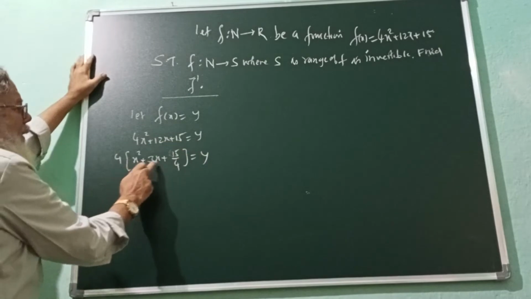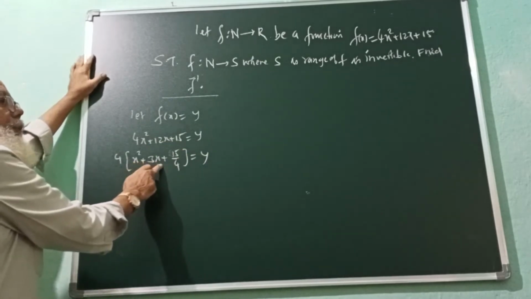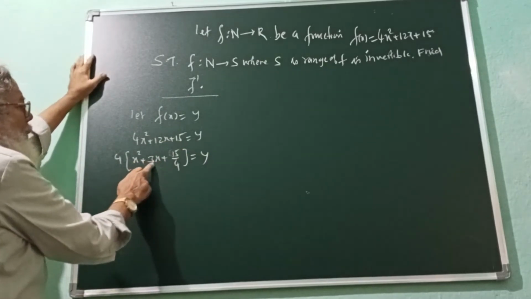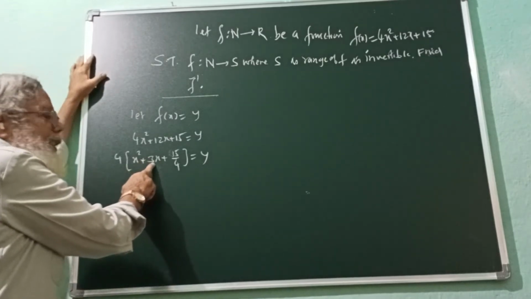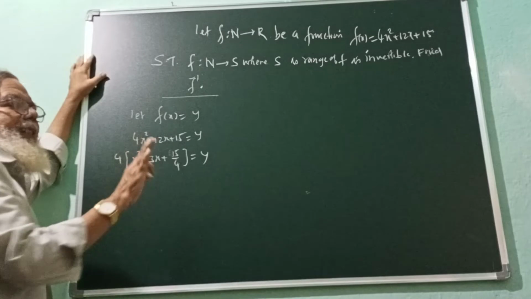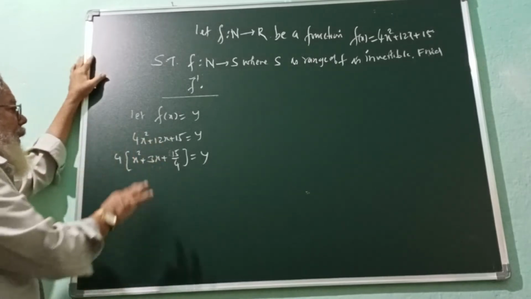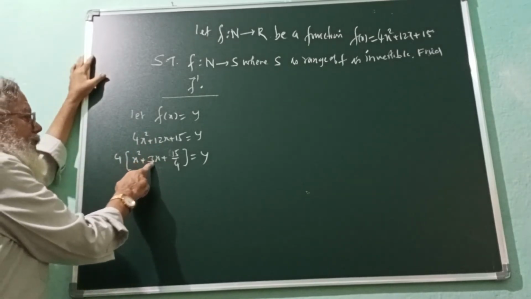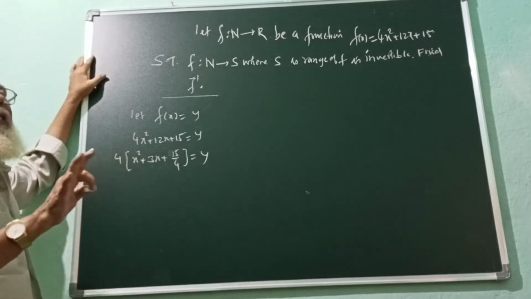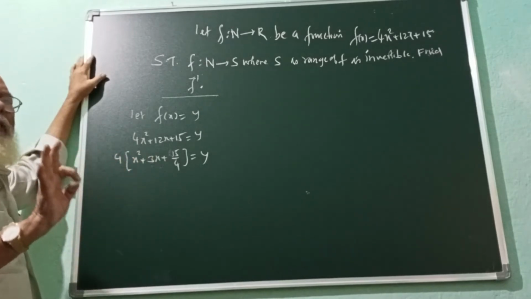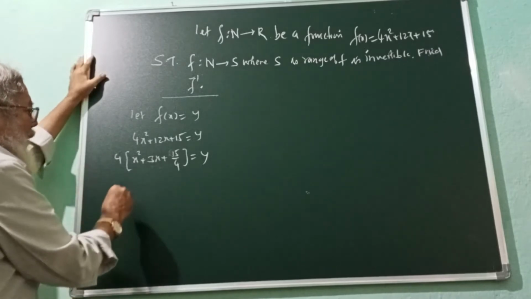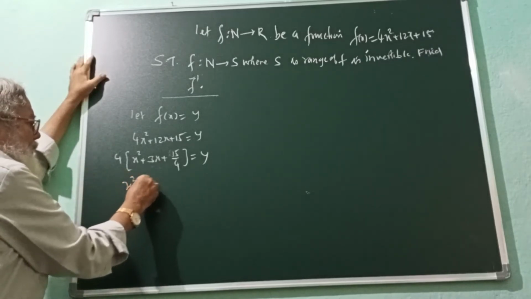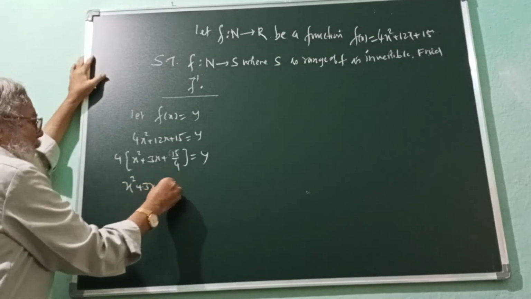Take 4 to that side. And here we try to make a perfect square. To make a perfect square, the method is like this. Divide the coefficient of the first degree term by 2 and take the square of that. So here the coefficient of the first degree term is 3. If you divide 3 by 2, you get 3 by 2. Square of 3 by 2 is 9 by 4. So we add 9 by 4 in the third place and subtract it in the last place.